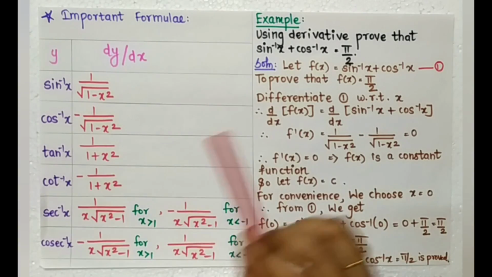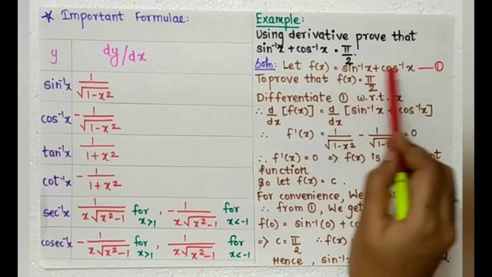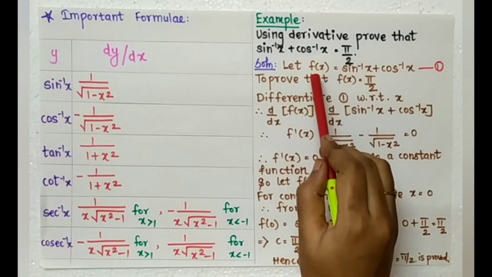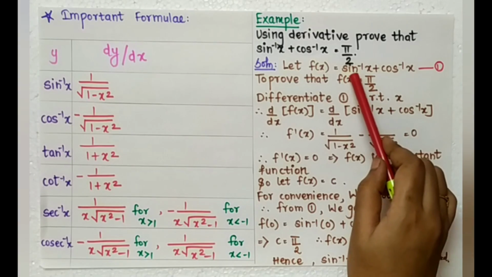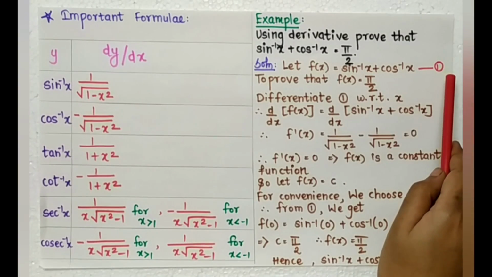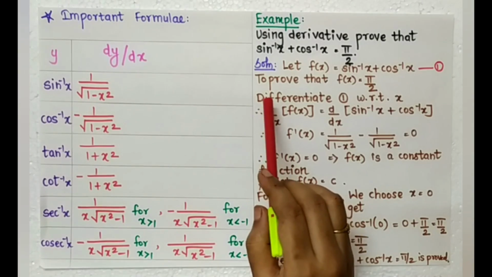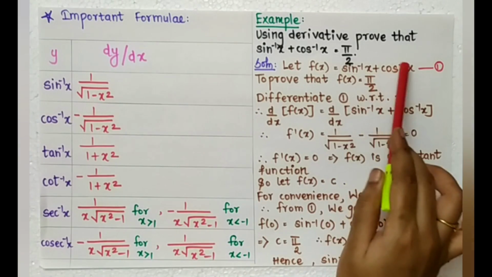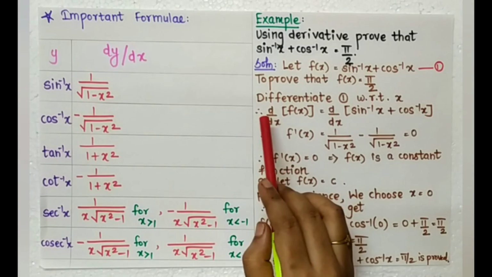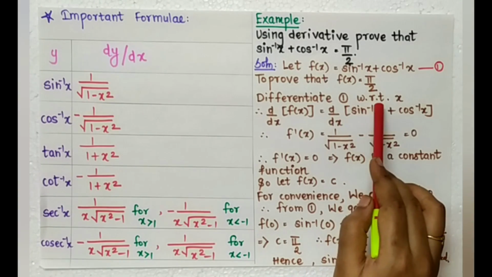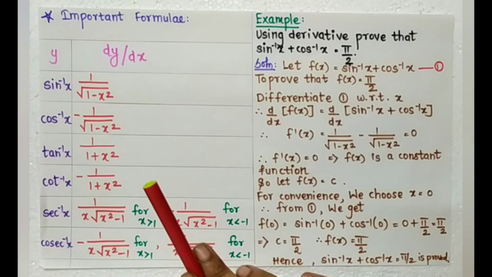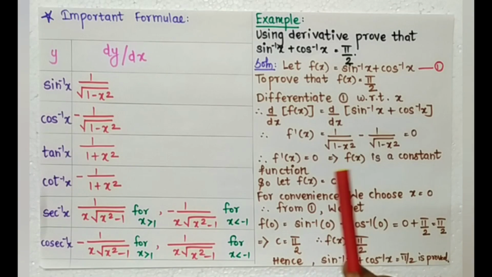So the solution is, first we let the given function be f of x. That is, f of x is equal to sine inverse x plus cos inverse x, and take this as equation number 1. Now we have to prove that this f of x is equal to pi by 2. So now what do we do? We differentiate 1 with respect to x because all the terms in the given function are in terms of x.